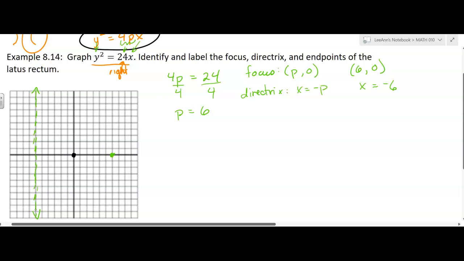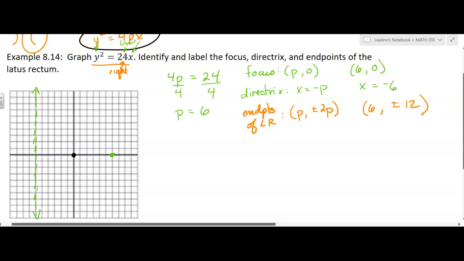Okay. Now what else do we have to do? The endpoints of the latus rectum. Okay, so the latus rectum, I noticed that they've been doing it in orange. The endpoints of, I'll just say LR. If you remember from the page of notes, it's p plus or minus 2p. So for our purposes, it's going to be 6 plus or minus 2 times 6, which is 12.